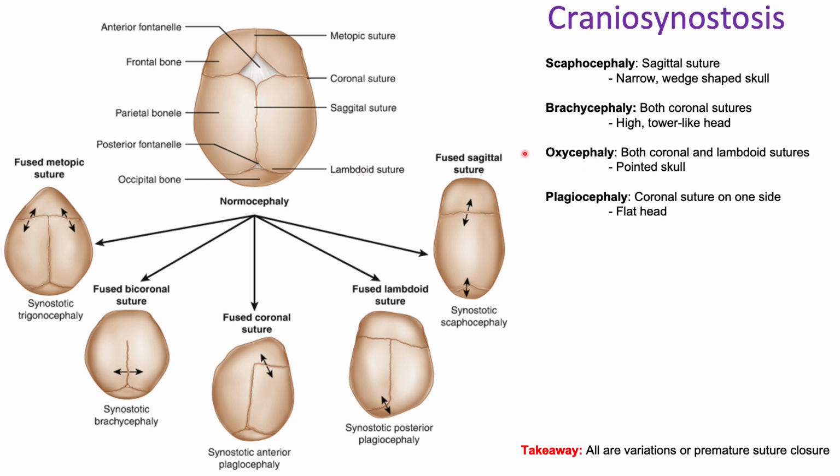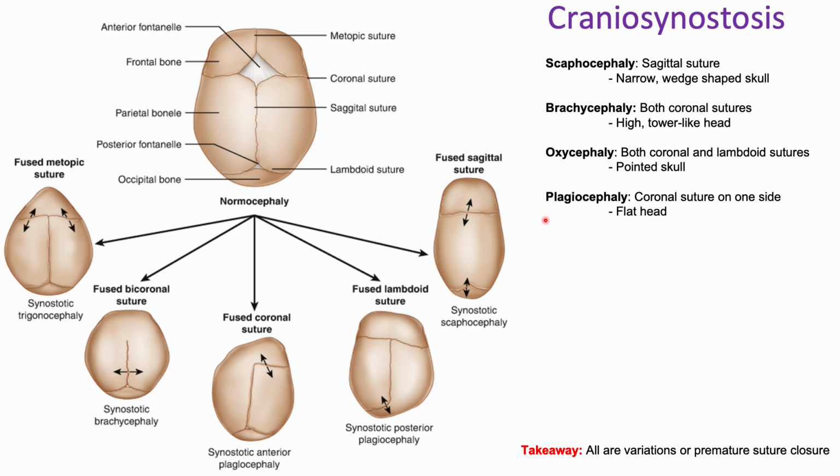Next, we have oxycephaly, and this is when you have not only the coronal sutures that fuse up in the front, you also have the occipital or the lambdoid suture fusing in the back, which means that really the only way that the skull can grow is straight up in between the parietal bones, which is going to form this pointed skull appearance.